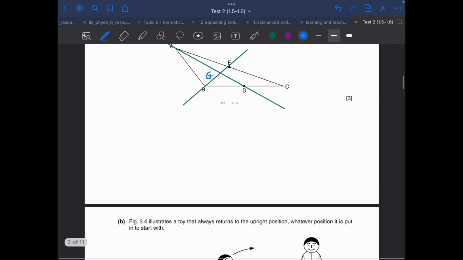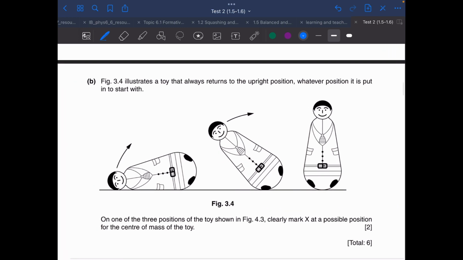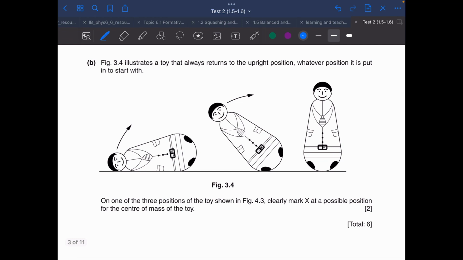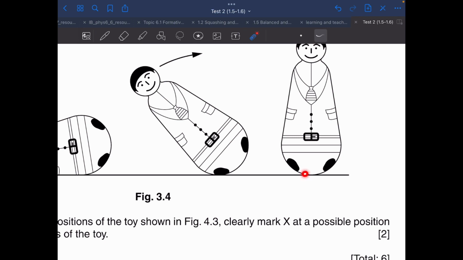All right, then we move on to the next question. The figure illustrates a toy that always returns to its upright position, whatever position it is put to start with. So on one of the 3 positions of the toy, clearly mark X at a possible position of the center of gravity. I mean, we're gonna have to look at all of them. In this case, it's balanced. And if it is balanced, it means that the center of gravity is above that point.